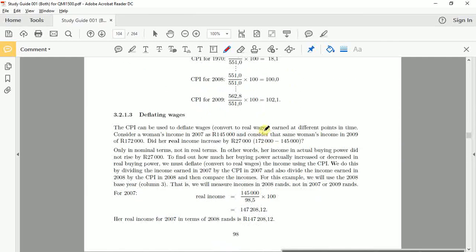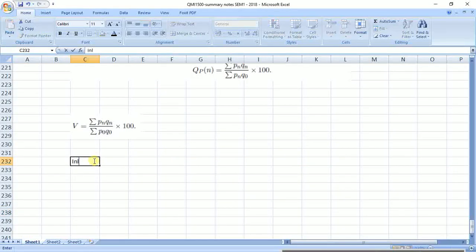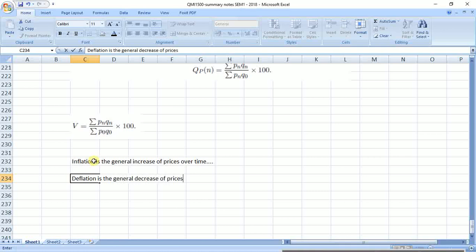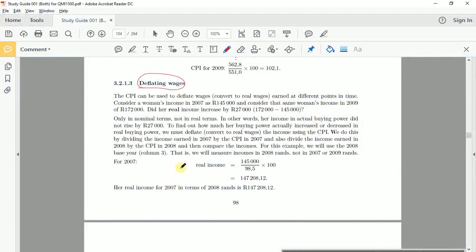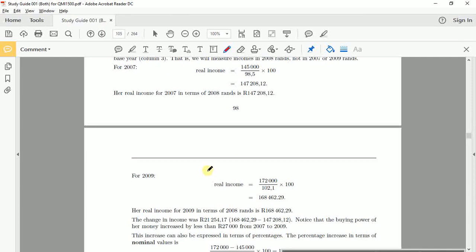Deflating wages. Deflation means to reduce. So inflation, this is worthwhile writing down. Inflation is the general increase of prices over time. Deflation is the general decrease of prices over time. It doesn't happen that often, deflation, but it can. It happens when the economy is not doing well. Then things are going backwards, not forwards, which is bad in a way.